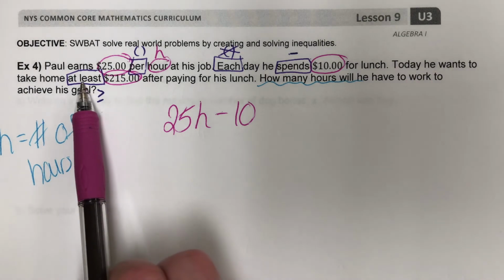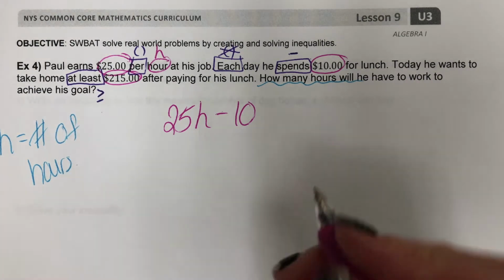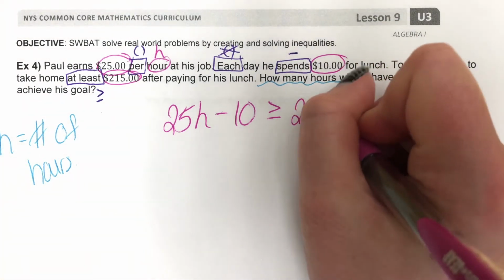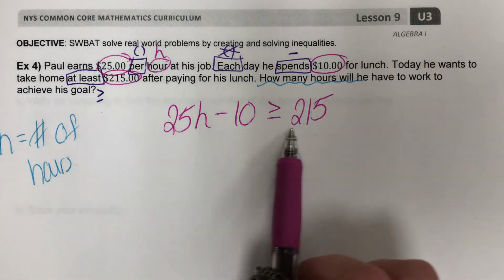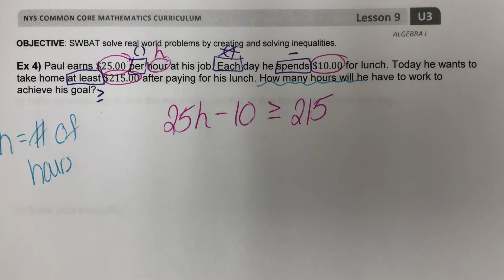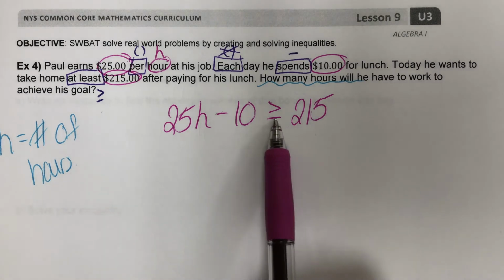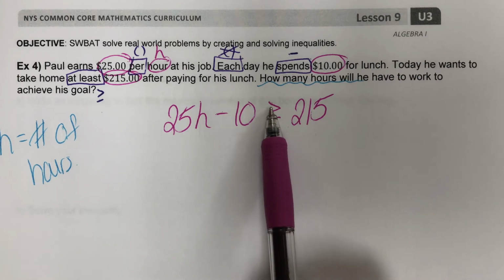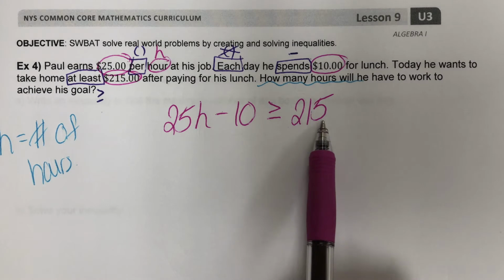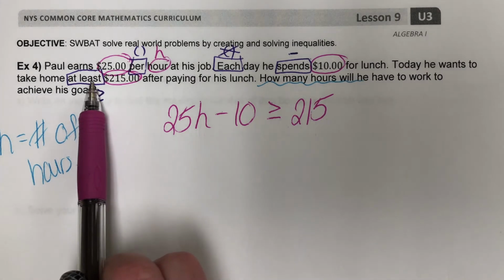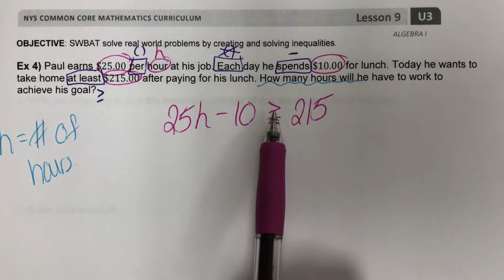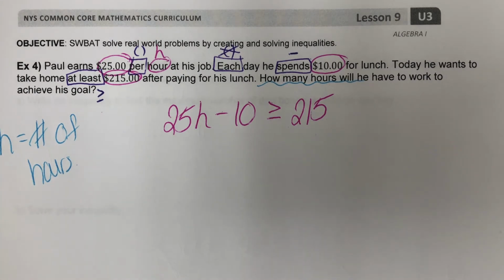He wants to take home at least $215. So here's my inequality for at least. 215 is the total amount of money, all right, at least 215. So he wants to have $215, so it's got to have that equal to, or he wants to have more, greater than 215, because that is the least, that is the lowest. So if he can't go any lower, he can only go higher, greater than or equal to.